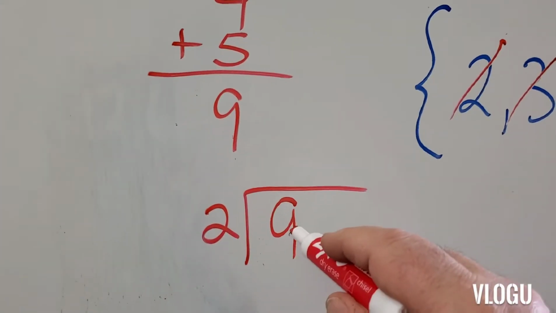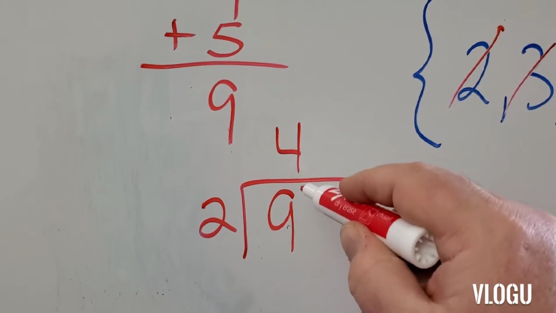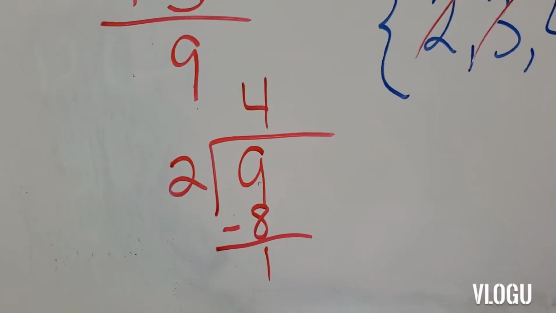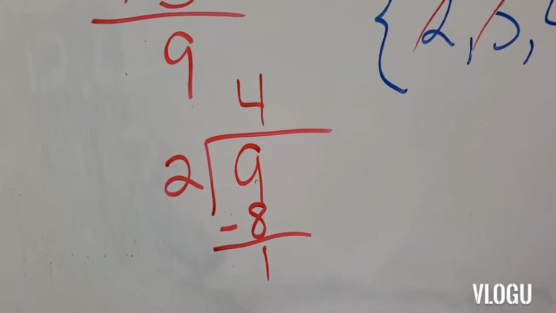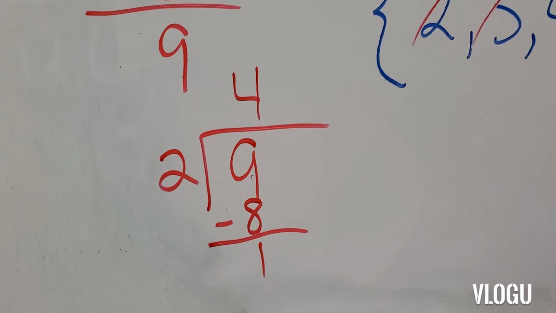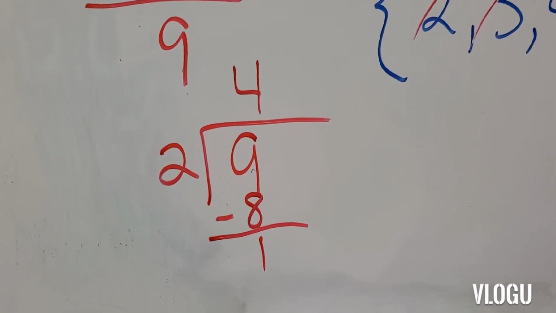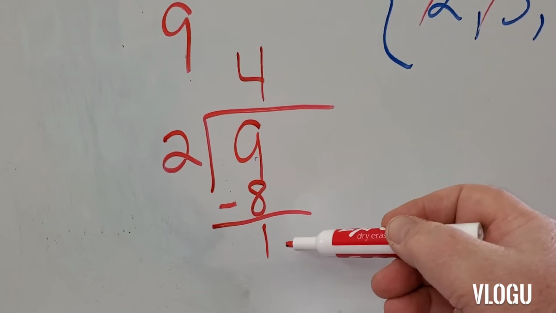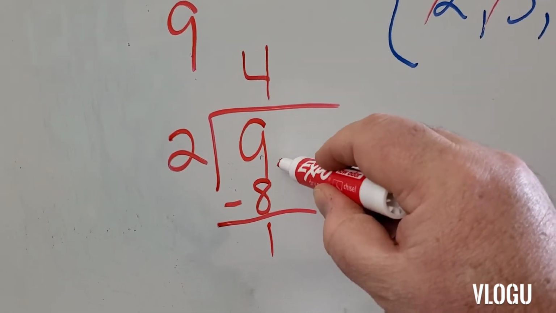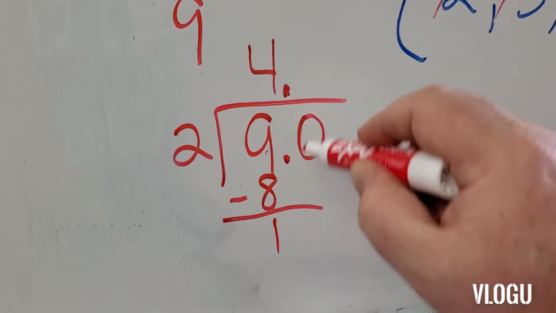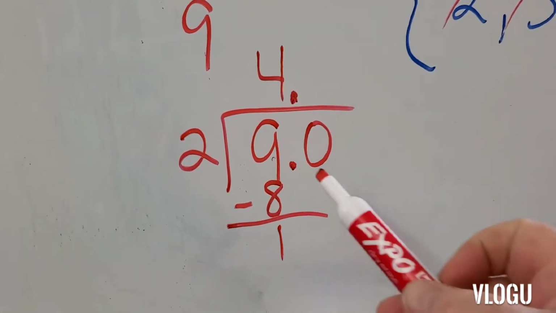2 goes into 9 about 4 times. 4 times 2 is 8. Subtract, I get 1. So, some of you, maybe all of you, hopefully all of you, know how to extend this from a remainder of 1. If we're going to extend this, I need to put a decimal here because I need to add a 0 so that I can continue.